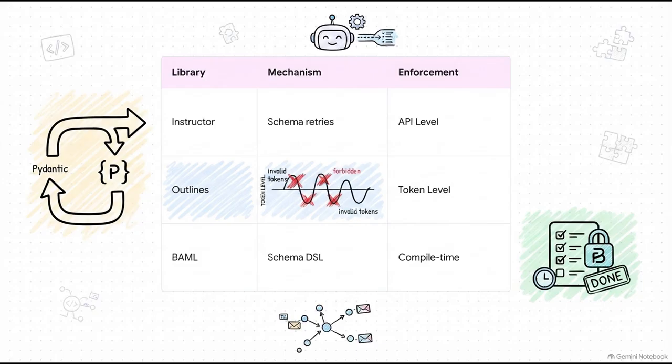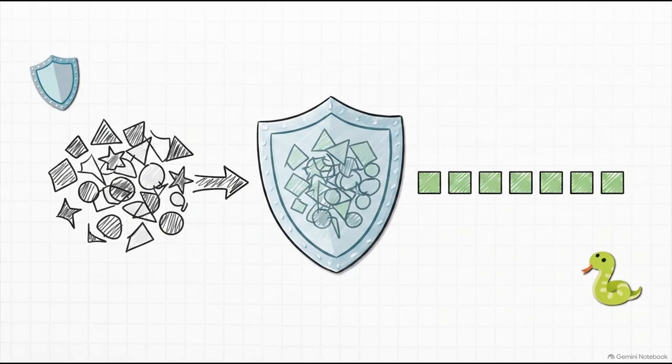Thankfully, we have some incredible frameworks to pull this off. Libraries like Instructor, for instance, wrap Pydantic schemas and automatically handle retries if the AI messes up the validation. If you need absolute determinism, tools like Outlines mathematically guarantee the output at the token level using logic masking. Basically, it physically restricts the AI from generating invalid characters during the inference process itself. Crazy, right? And then there's BAML, offering a schema-first, domain-specific language for compile time safety, locking in your types before the code even runs.